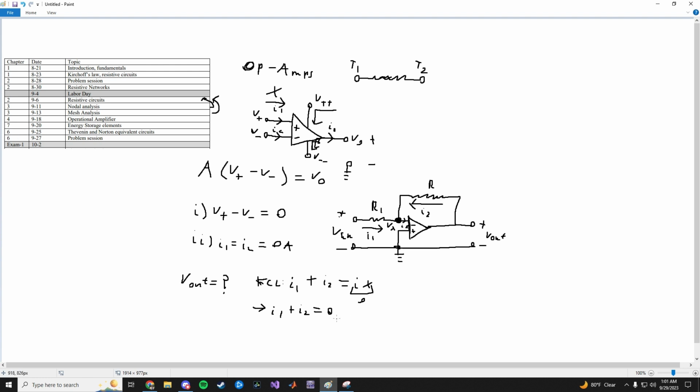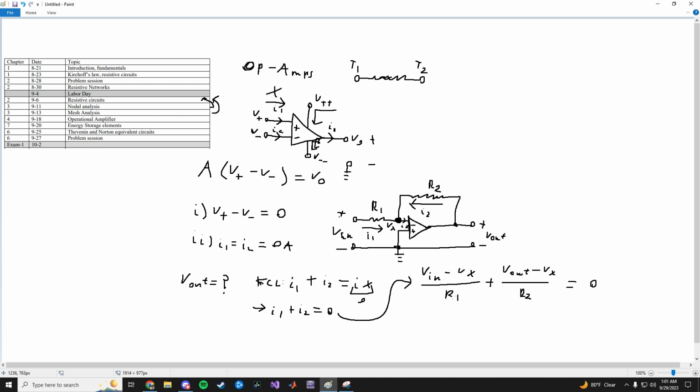Now you can write the nodal analysis equations. I1 is Vn minus Vx over R1, plus I2, which, because the arrow starts from the Vout node, is Vout minus Vx over R2. And this equals Ix, which remember is 0.